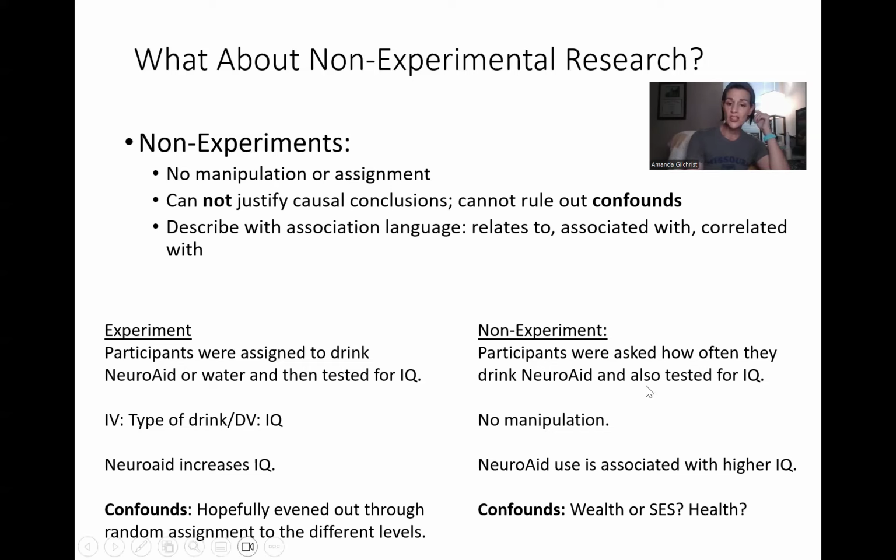Now, there could be some potential confounds in a non-experiment. Maybe NeuroAid is really expensive, and we also know that wealth or socioeconomic status potentially correlates with IQ. Access often leads to higher IQ. It could be a health issue. We don't know. Now, if we're doing random assignment and we have a sufficiently large number of people in each group, hopefully any confounds will be evened out and canceled out through that random assignment process.